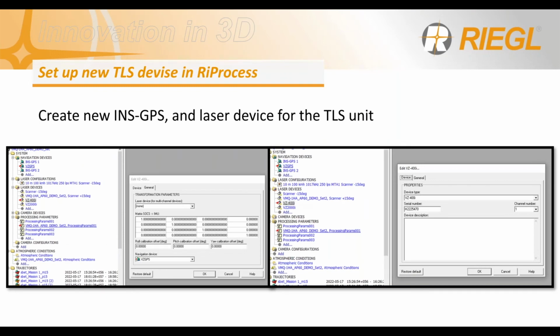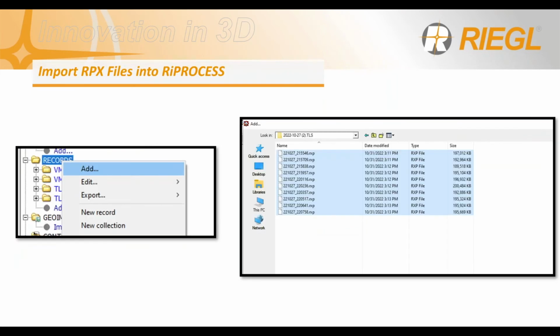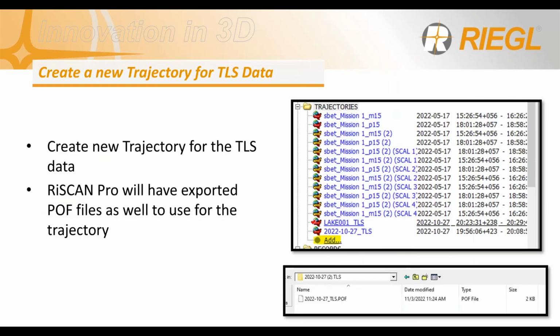In RiProcess itself, we're going to open our RPP, open our project up, and go in and create a new INS GPS and laser device for the terrestrial unit. If you're used to this menu on the left-hand side in RiProcess, you'll see we've added a VZ400i, both in the laser devices and in the GPS unit. Now you'll need to import the RXP files that we got when we exported to RiProcess. That's pretty simple: just click on records and do a new collect. And the last thing is we'll need to add a new trajectory.